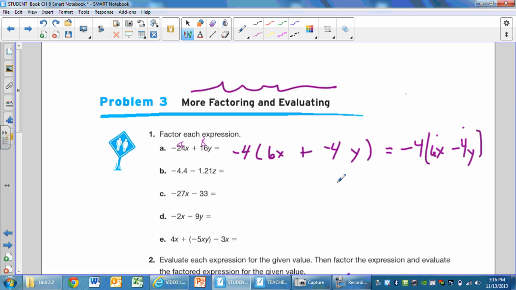So negative 8 times the quantity of 3x plus negative 8 times negative 2. So let's go ahead and write minus, I'm skipping that middle step there, 2y. So if you do this and you get even numbers in here, you know that you did not take the GCF. So I kind of wanted to show you that and goof up. Go ahead and try B, C, D, and E, and press play when you're done.